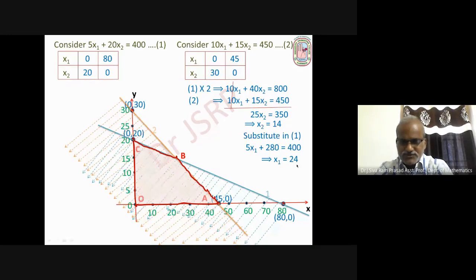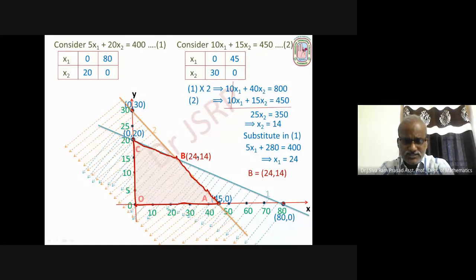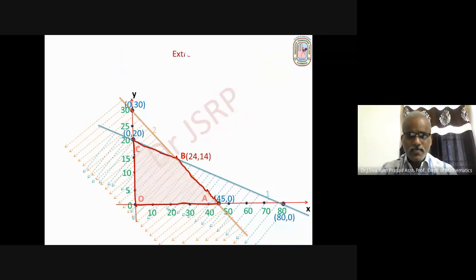So therefore, the point B is x1 24 comma x2 40. So B equal 24 comma 40. From the graph, we can easily write the coordinates of O, A, and C. So we get 4 extreme points of this feasible solution region. Next, evaluate the objective function value at these extreme points.